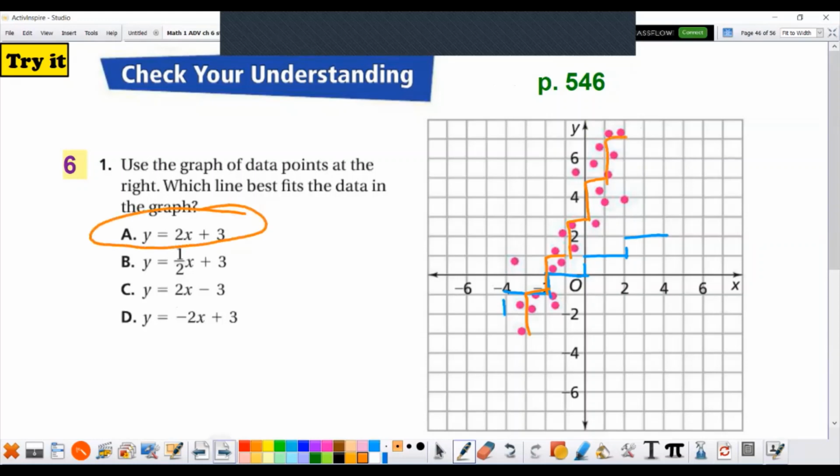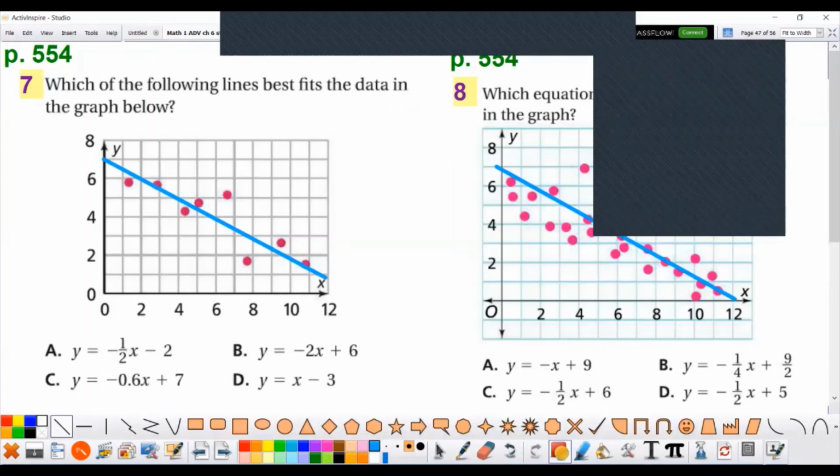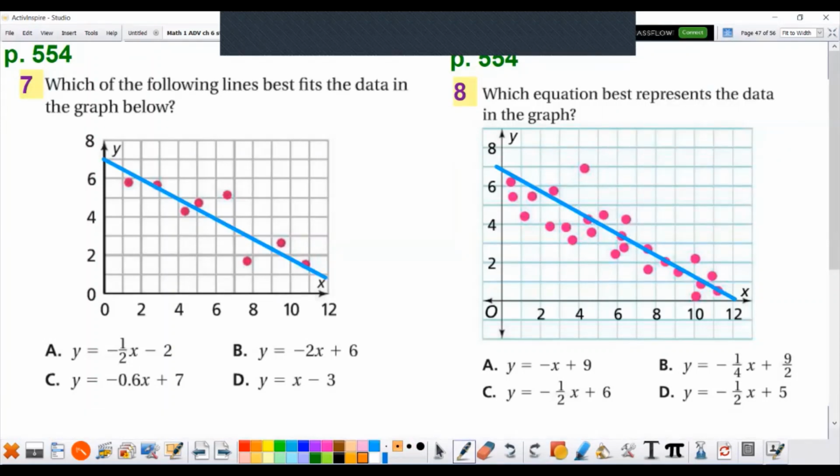Next graph. Once again, you do it again, I'll wait for you. Okay, so on this first one, I'm looking at this right here. I see like 7, and I'm like, this is pretty close, 6 and 7. But this answer is actually better. The slope, negative 0.6, is kind of close to negative half, and that looks a little better as you go through it.